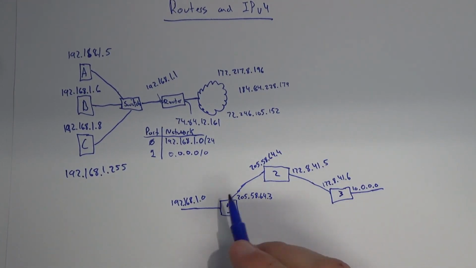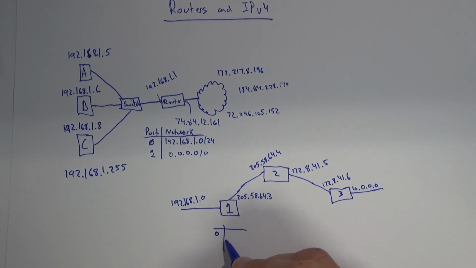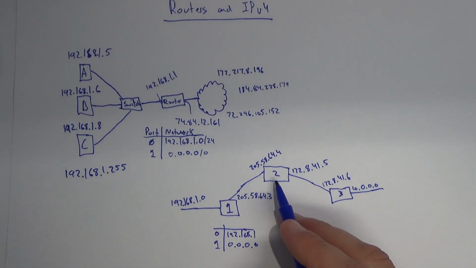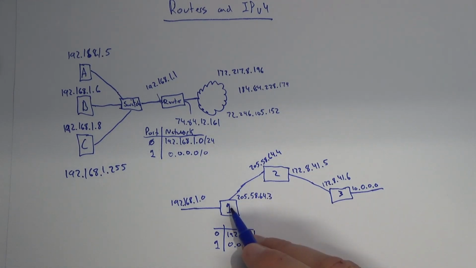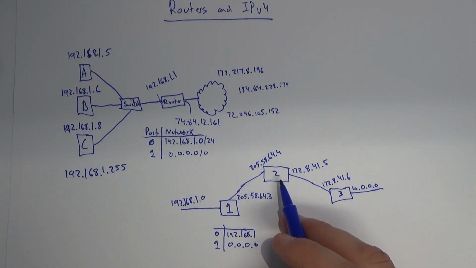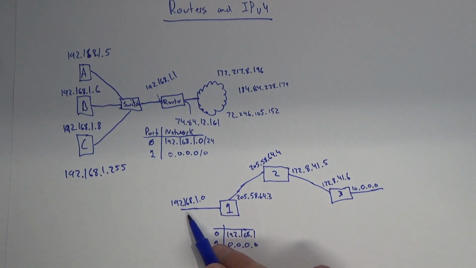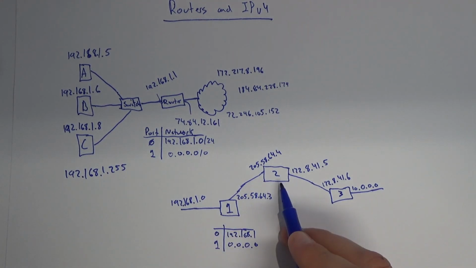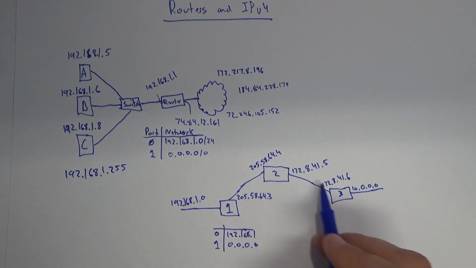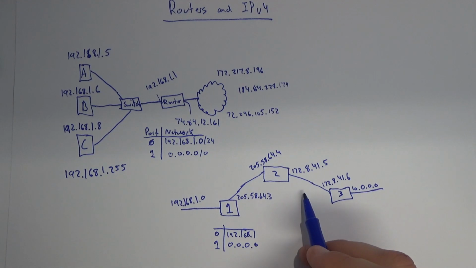So router 1 might have a routing table that essentially says out port 0, we're going to go to 192.168.1, and then maybe out port 1 is everything else. Okay, so zeros. Now router 2 is a little bit trickier because it's got a 205 on one side, it's got a 172 on the other side, but this 205 also goes to 192.168. So we can't, in this case, just say, oh, just everything's out this side and everything's out that side. We've got to be a little bit more specific.